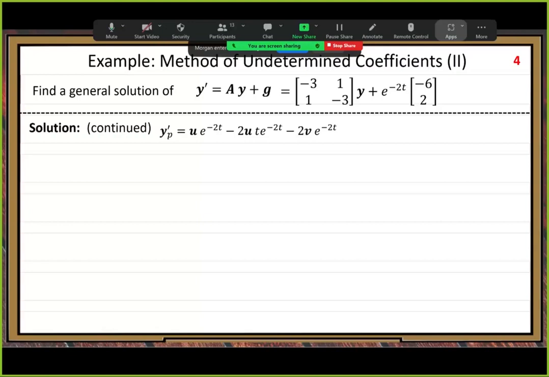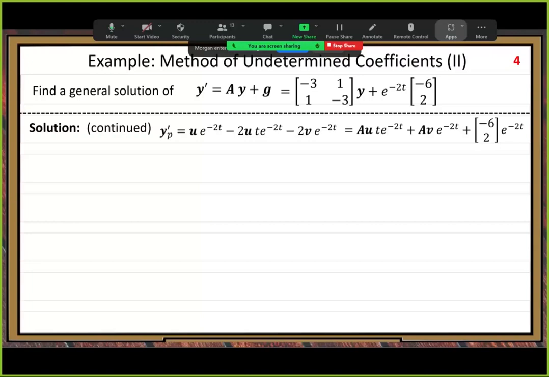Continuation. The first expression and second expression should be the same. How do we establish some equalities from this equation? Let me recall the view.